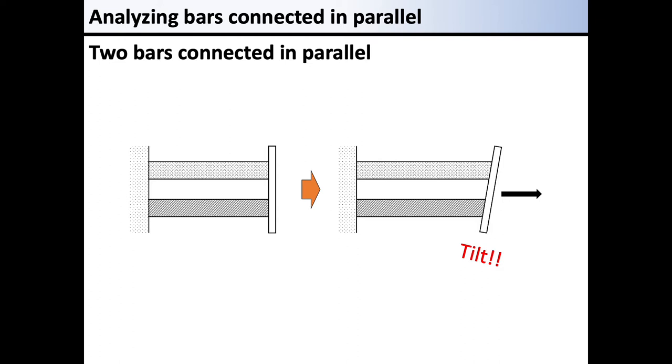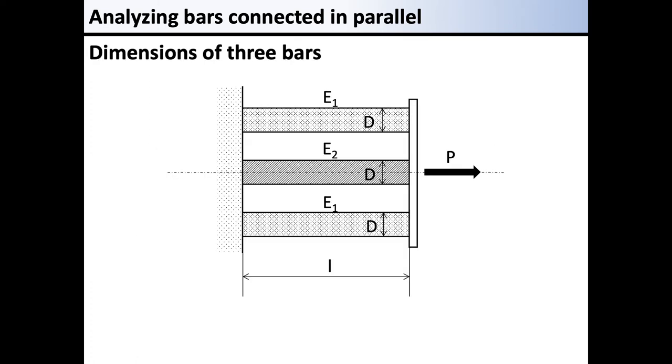In the case of material dynamics, if there are only two bars, they tilt. When pulling two bars like this, the stiffer one is less elongated, and the less stiff one is more elongated, resulting in tilting. So, in this problem, we are placing two bars at both ends and another in the middle to avoid the tilting.